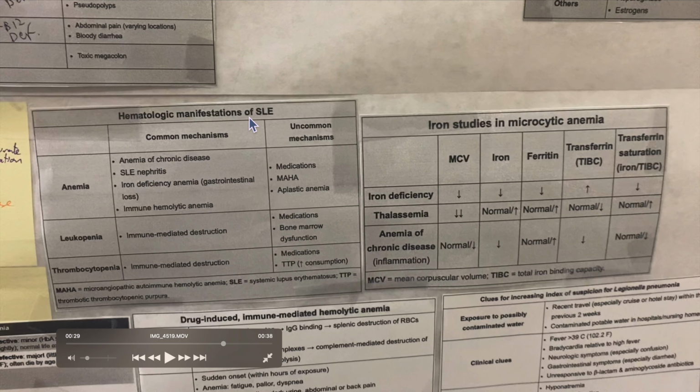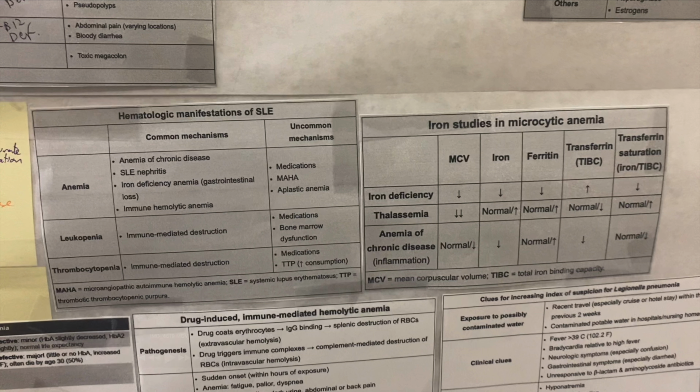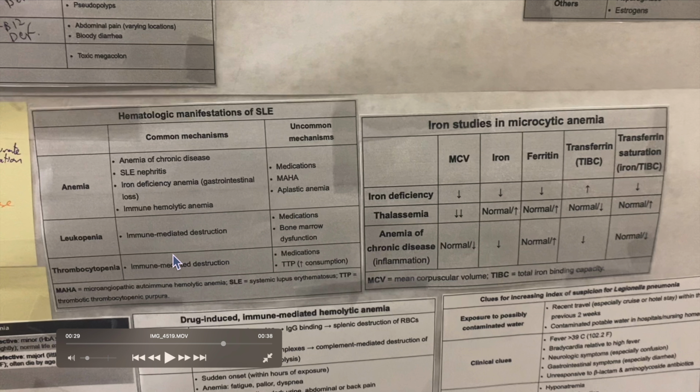Hematologic manifestations of SLE. Common mechanisms are anemia, leukopenia, and thrombocytopenia. Anemia is through anemia of chronic disease, SLE nephritis, iron deficiency anemia, gastrointestinal loss, and immune hemolytic anemia. Uncommon mechanisms for anemia are medications, MAHA, and aplastic anemia. MAHA is microangiopathic autoimmune hemolytic anemia, okay, and aplastic anemia.